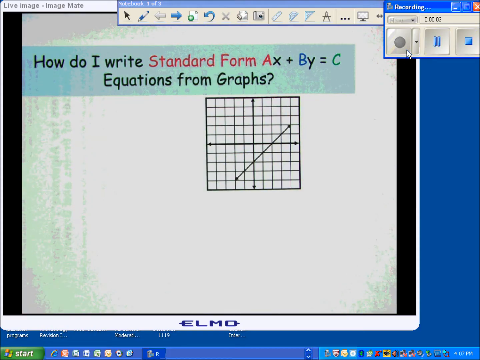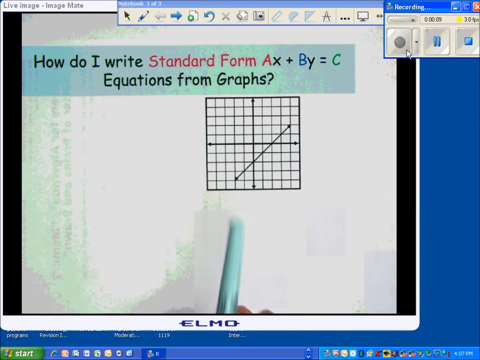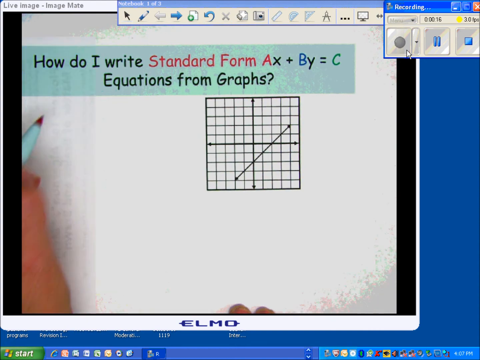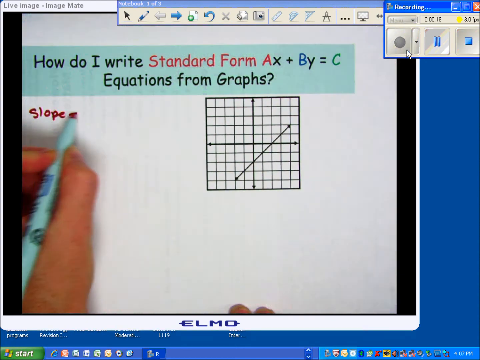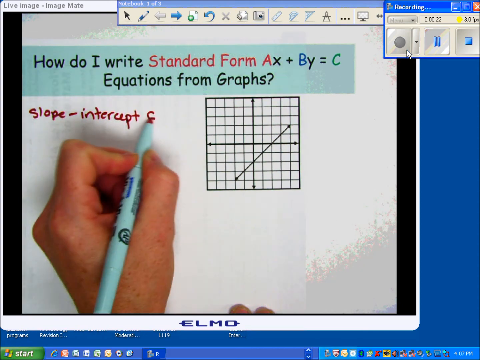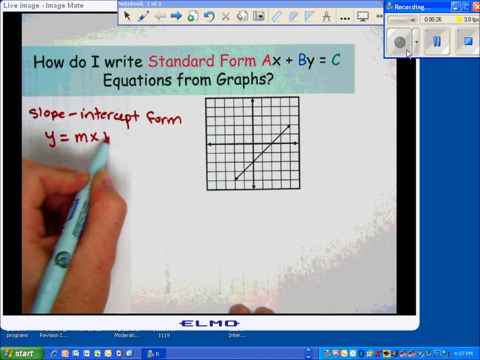Guys, Ms. Block here, and today I'm going to show you how to write a standard form equation when we're given a graph. And the nice thing is that we already know one form that can help us get started, and that is slope-intercept form. And if you remember what slope-intercept form looks like, it looks like y equals mx plus b.